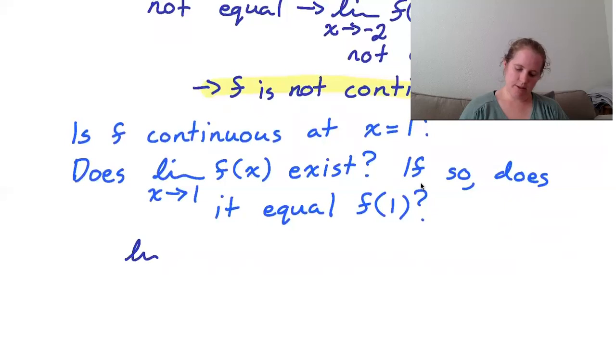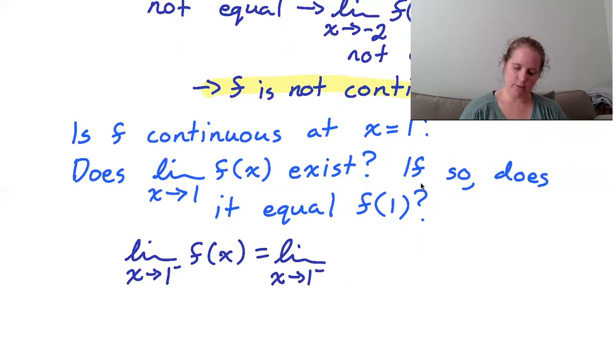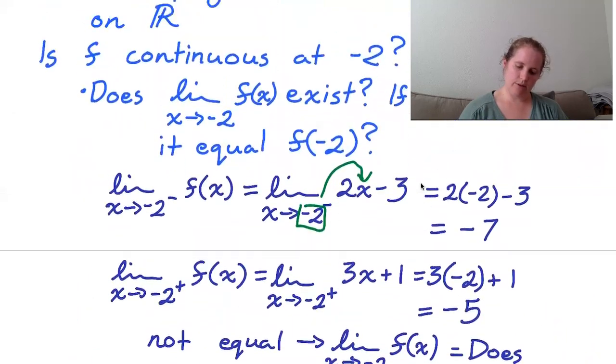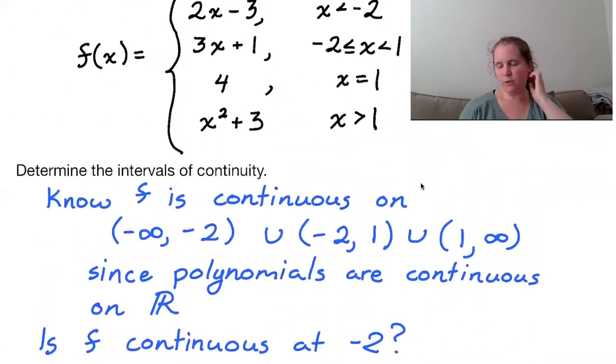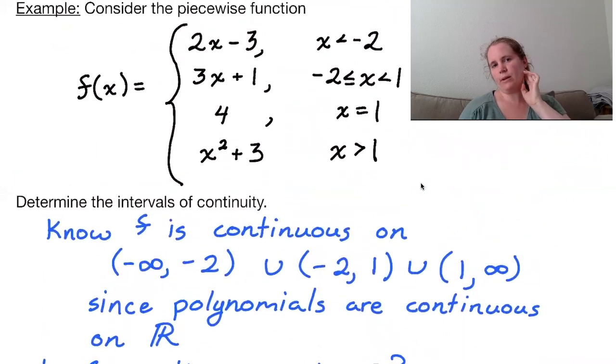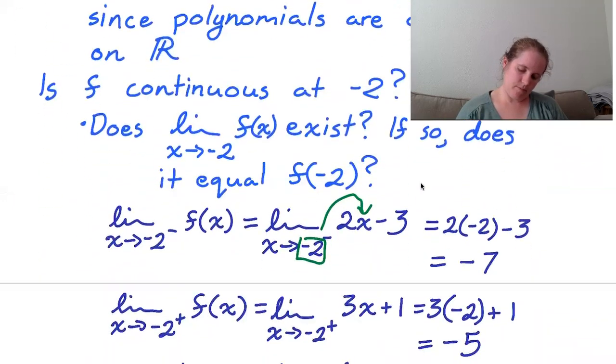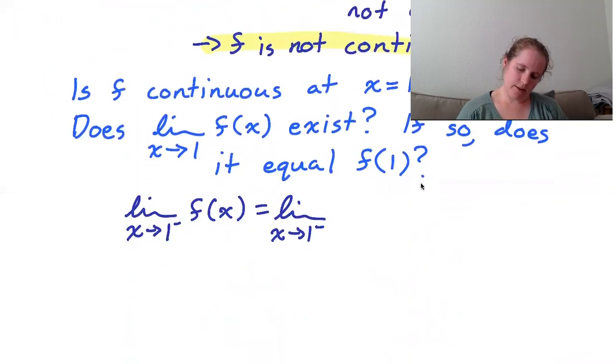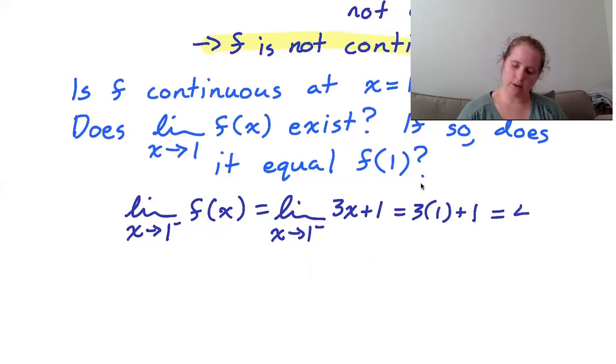We take the limit as x approaches 1 from the left of f of x. If we're slightly less than 1, we are in that second row, 3x plus 1. So we are checking the limit as x approaches 1 from the left of 3x plus 1. Plugging in, this becomes 3 times 1 plus 1, otherwise known as 4.